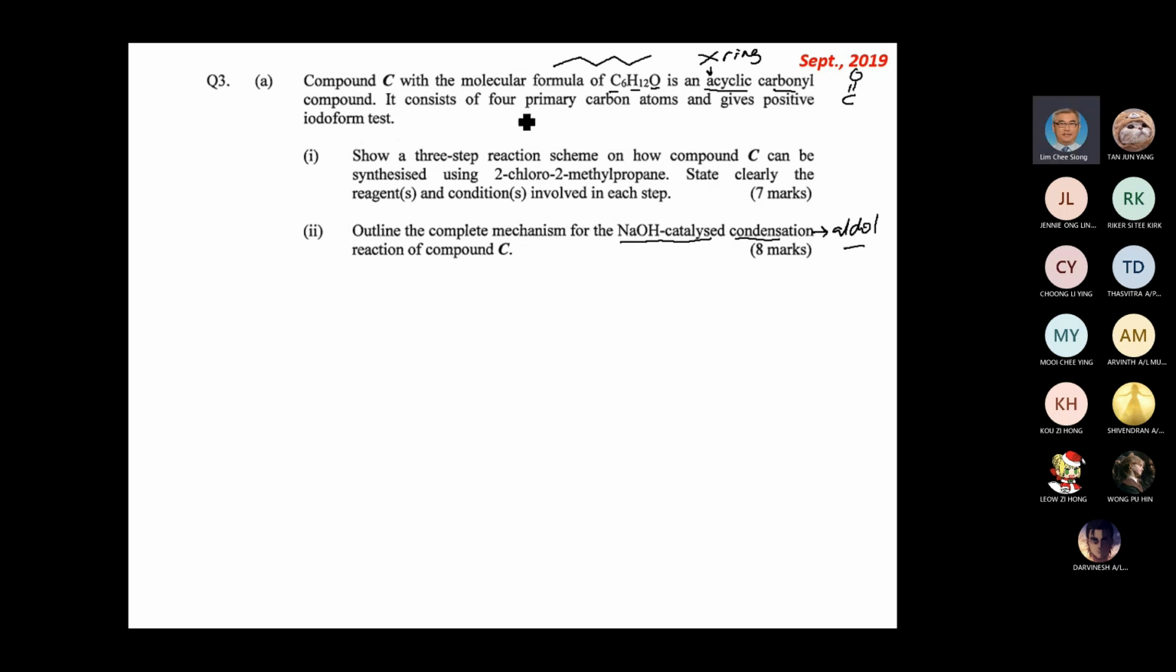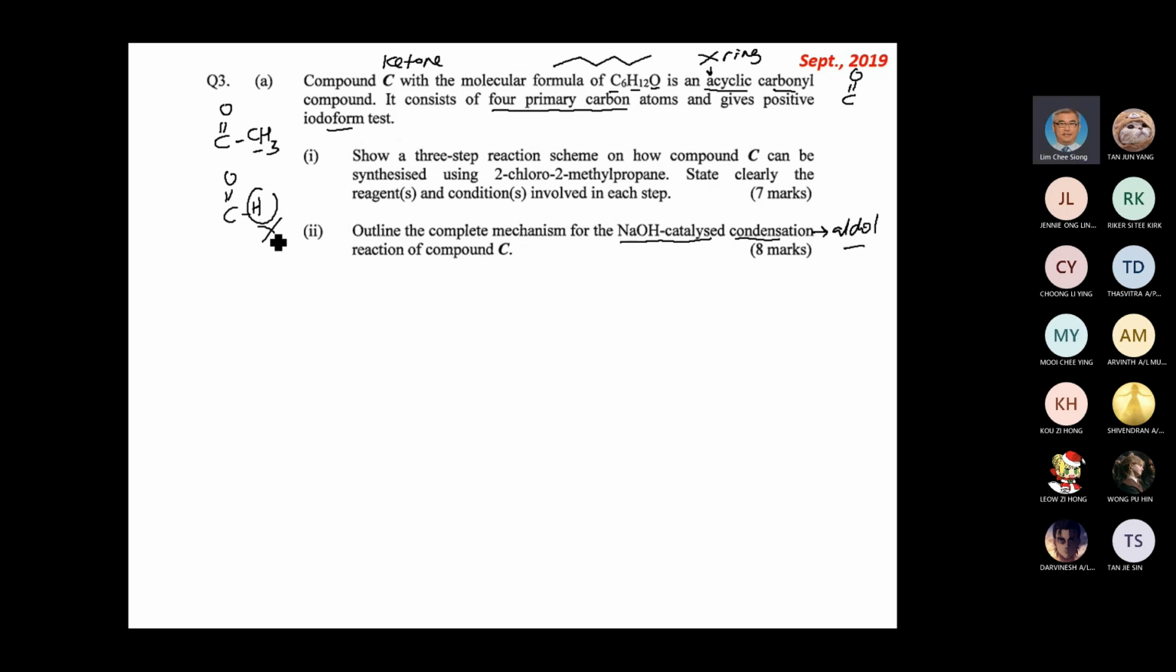It consists of 4 primary carbons. Later we discuss whether that is possible. It gives a positive iodoform test. Iodoform means it has a CO with CH3. I know that this compound is actually a ketone. It cannot be an aldehyde, when you have CO with H, it cannot. It must have CH3 at the terminal.